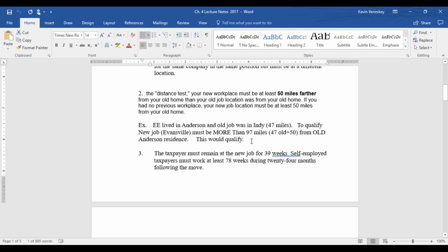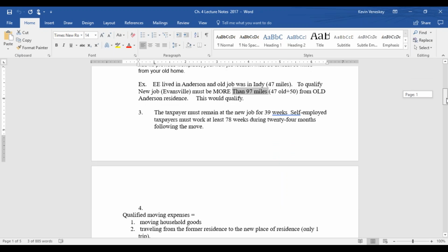Then as long as the commute is more than 97 miles, they would be allowed to take a moving deduction to move to Evansville or anywhere around there. And the trip from Anderson to Evansville is more than 97 miles, so they would qualify. The trip from Evansville to Anderson is probably closer to 200 miles, because I know it's from Anderson to Bloomington, which is about halfway, is 100 miles. So that gives you an example of what would be allowed for a moving deduction.